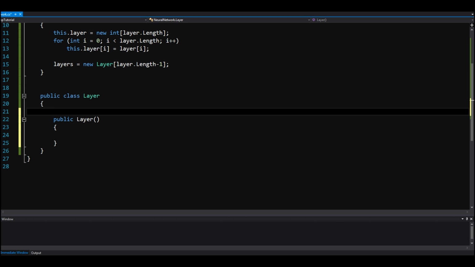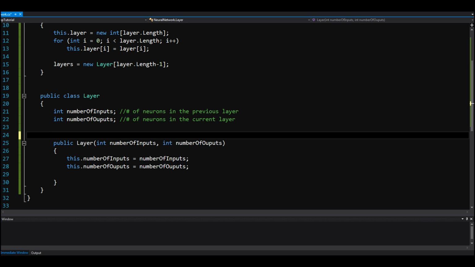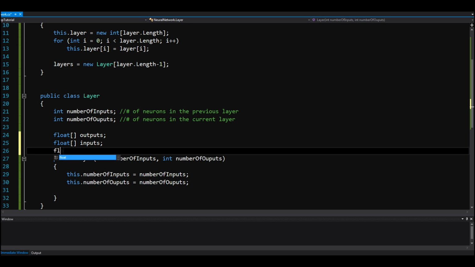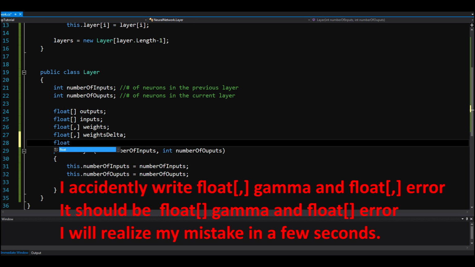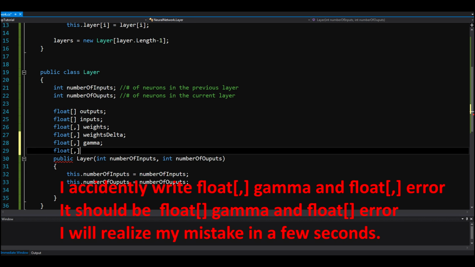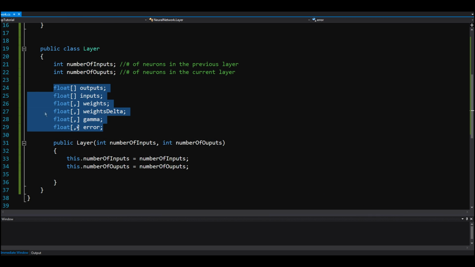Now let's work on our layer class a little bit before we initialize the objects in this layer array. We're going to have to write some data structures that I talked about before. So this is going to be the number of neurons that are in the previous layer because they are the incoming connection. So this is the number of neurons in the current layer. We're also going to need the data structure for number of outputs. We're also going to need inputs. We're also going to need the weights, and the delta values for the weights, so that we can update our weight matrix. Weights delta. Let's see, we're also going to need the gamma. So this is going to be for the output layer only. We're going to need the error. So with these 6 data structures, we should be able to do feed forward and back propagation.